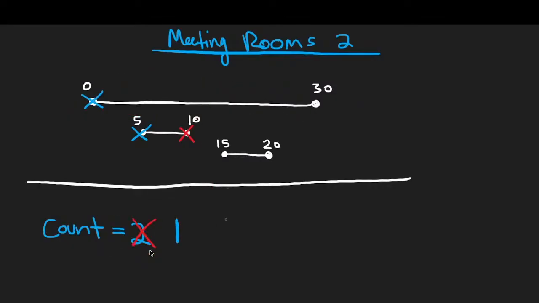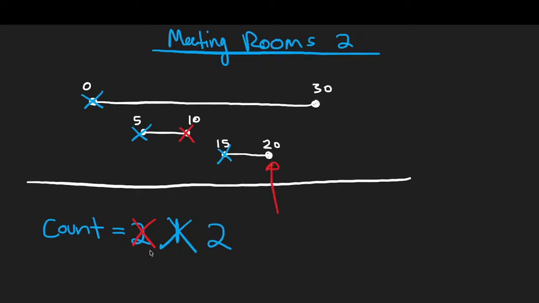Now we're going to look at the next point in order. Now it happens to be a start time. So another meeting just started at time 15, right? So once again, there are two meetings going on, the first one and this second one. So once again, a meeting started, that's going to tell us to increment our count. So now we're going to say two meetings are once again going on. And again, we're going to repeat the same process.